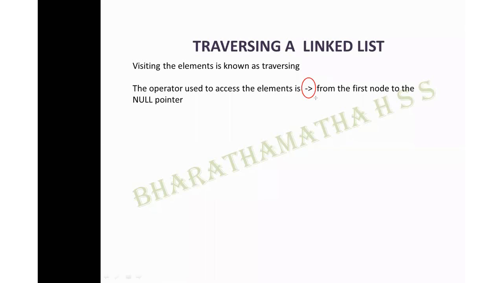So from the first node onwards, you can start moving, from the first node till the null pointer. Where will the null pointer be? The null pointer will be in the last node. So like this, from the first node to the last node, you can go on accessing the elements. Is it clear?